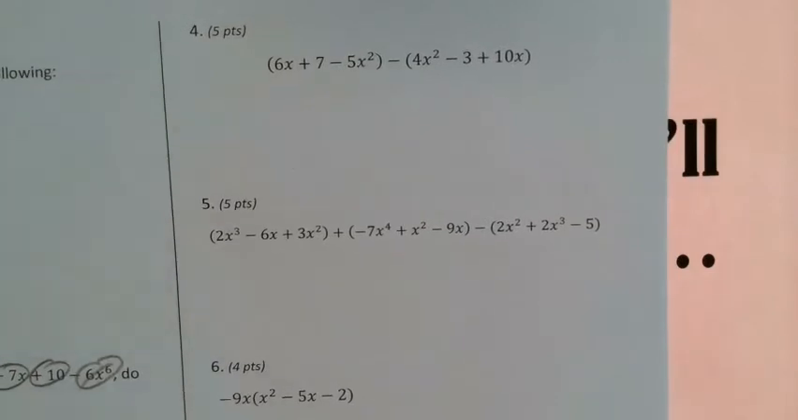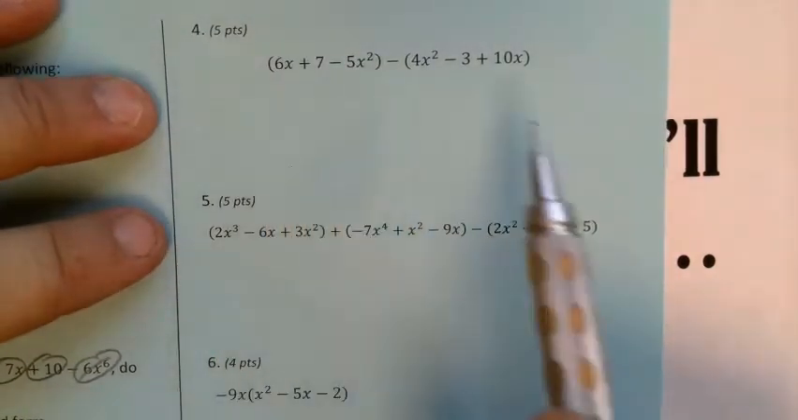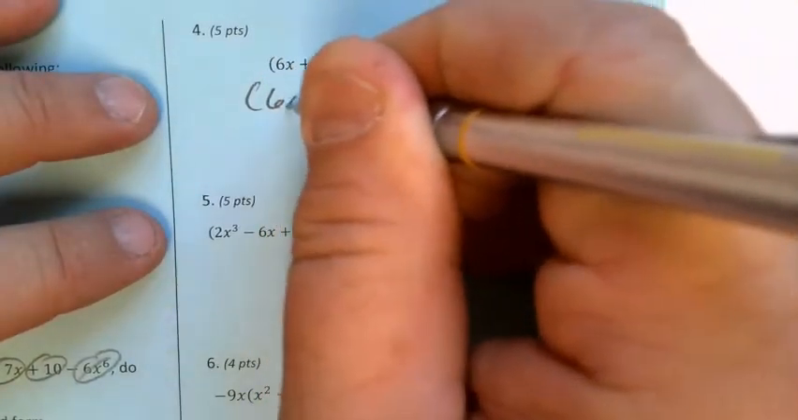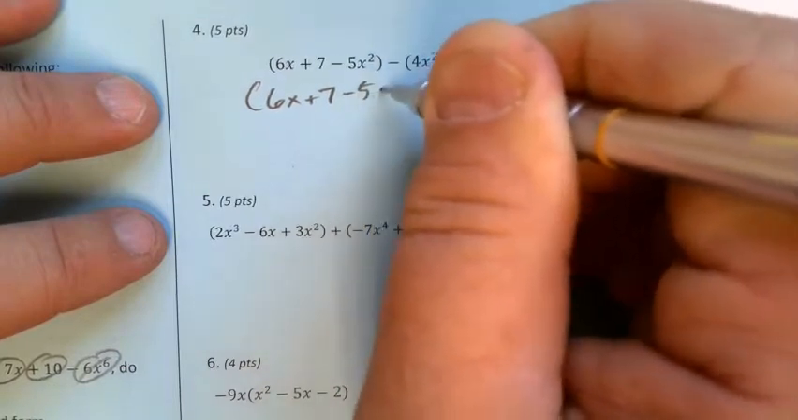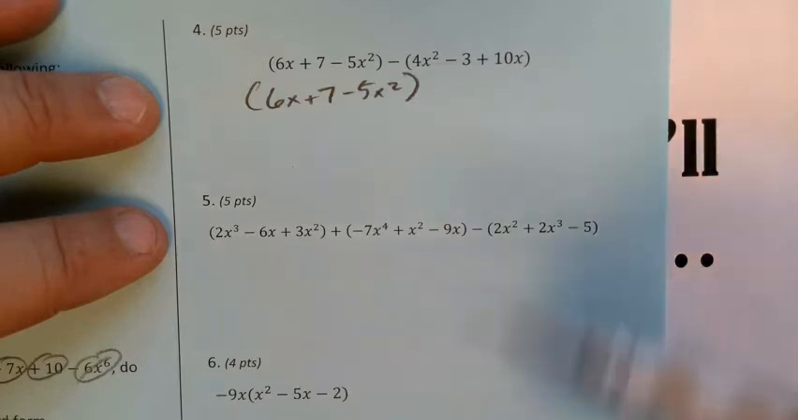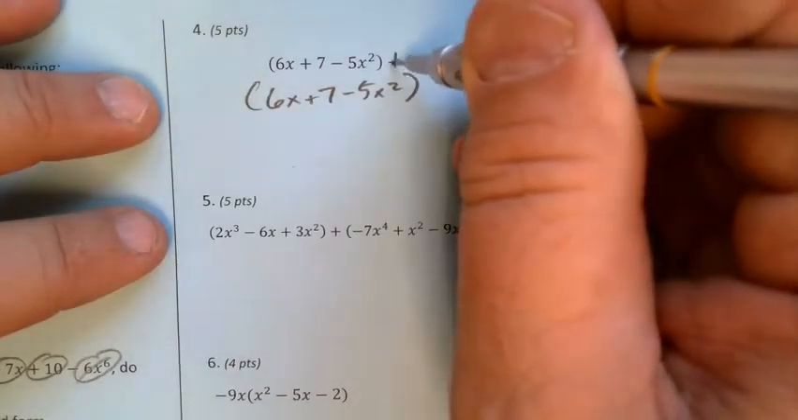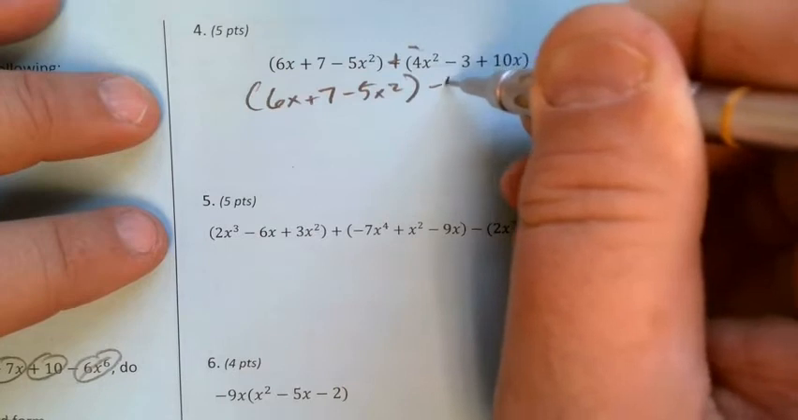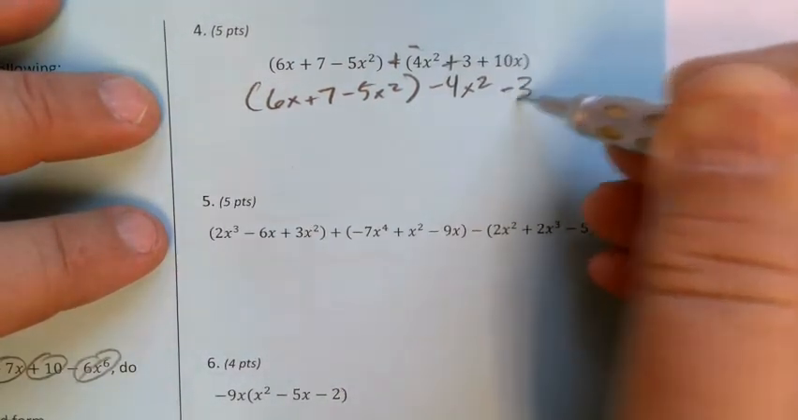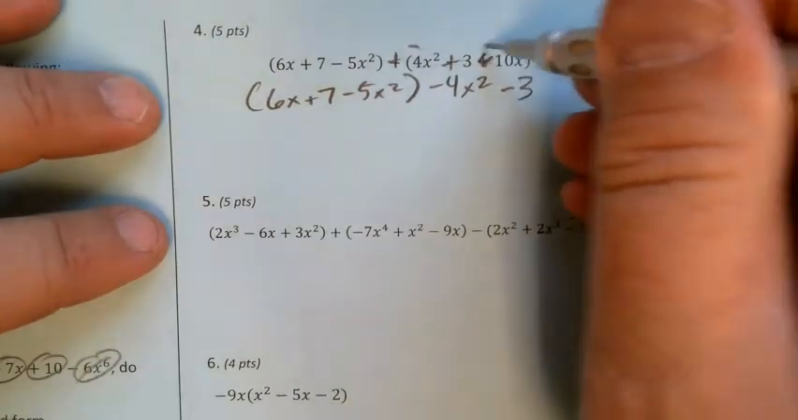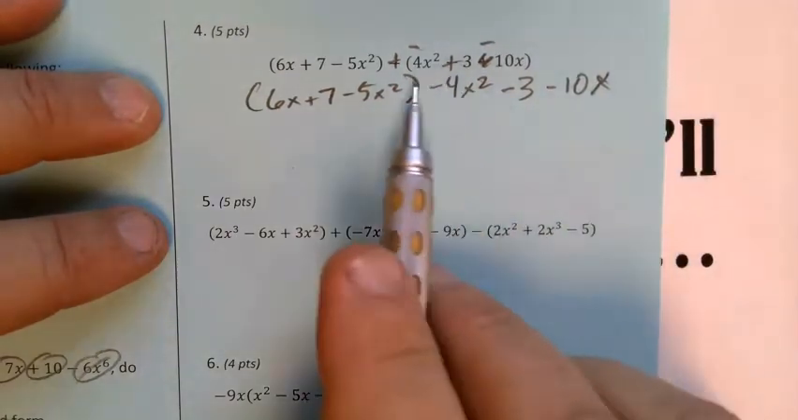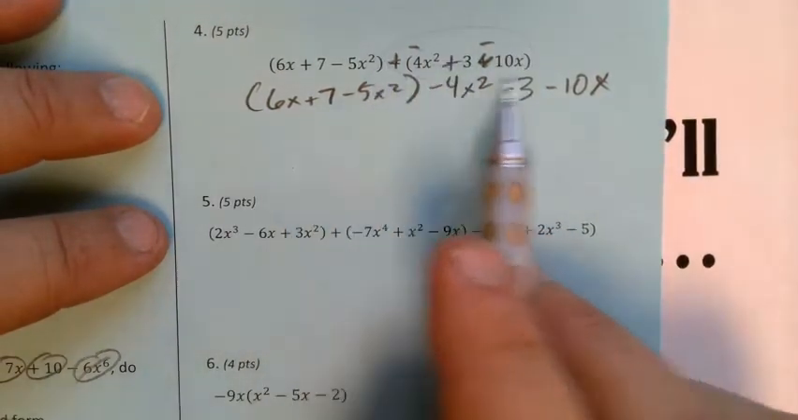Go up to 4. 6x plus 7 minus 5x squared minus this. Now, the minus is just going to change the signs of everything here. This becomes a negative 4x squared. This plus negative 3 becomes a negative 3. And this plus 10x becomes a minus 10x. Remember, when you're subtracting polynomials, you change all the signs of what's being subtracted.